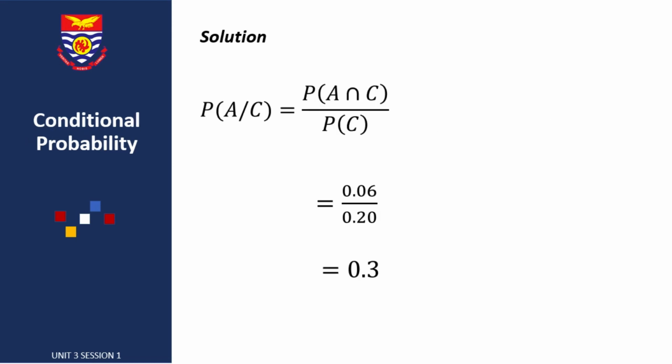Now the solution. We have the probability of A given C by way of the conditional probability formula. That will be equal to the probability of A intersection C all over the probability of C. From the example, we were given the probability of A intersection C to be 0.06 and the probability of C to be 0.20. So dividing 0.06 by 0.20, you should have 0.3 as your answer. Very easy and straightforward, right? Let's try another example.